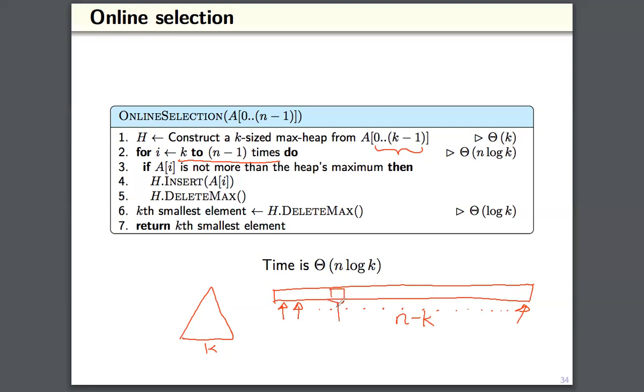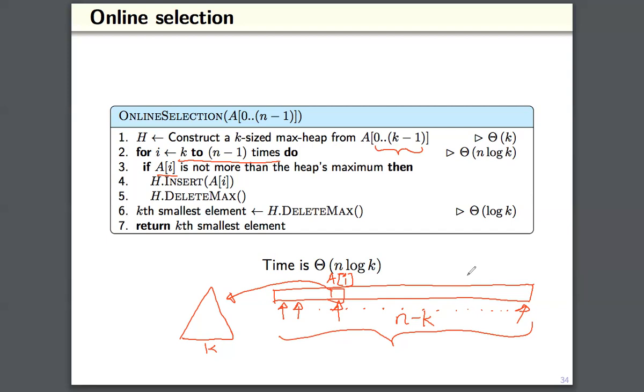Let's consider this as your A of I, the ith element you're scanning. If that is not more than the heap's maximum, then you will insert this into the heap and delete max. You keep doing this for the entire remaining elements. Can you tell me what is the logic behind this? And why do we do this?